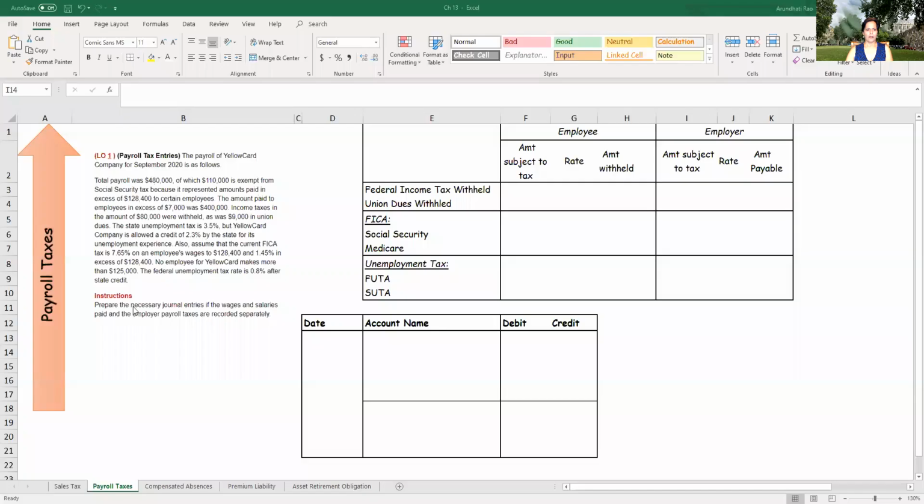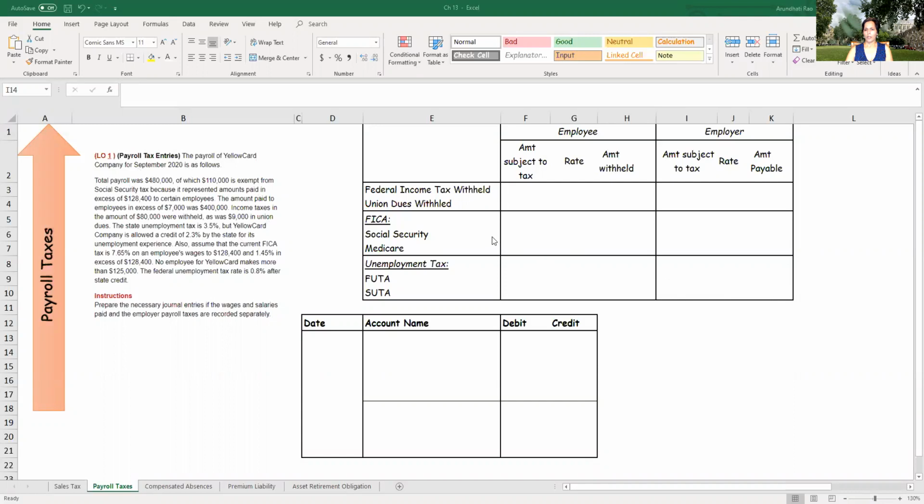Hello and welcome to another video dealing with current liabilities. This time we're going to talk about payroll tax payable. Let me do a quick screen share and show you a company's September payroll. Before we go into the details of the September payroll, let me explain how the payroll taxes work.